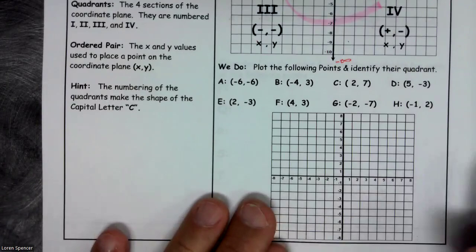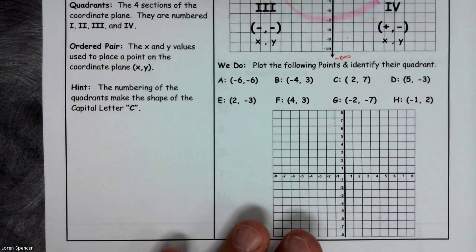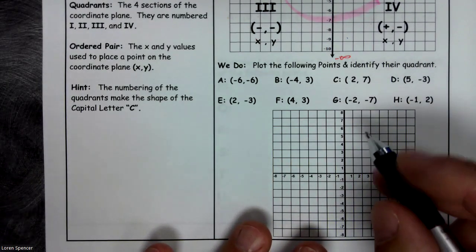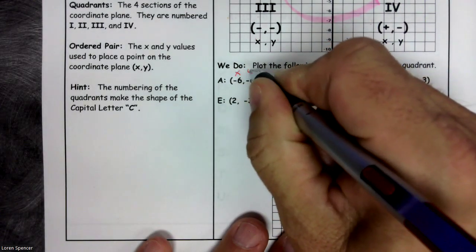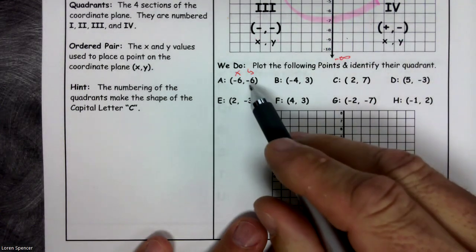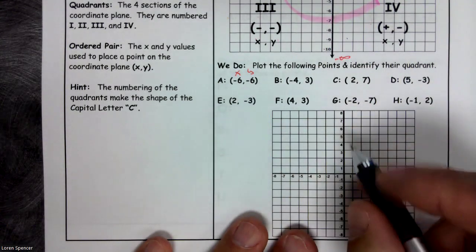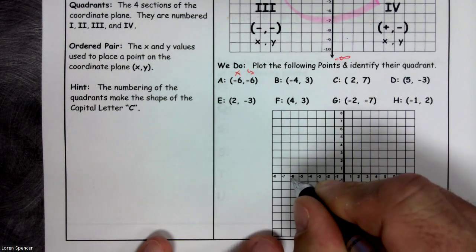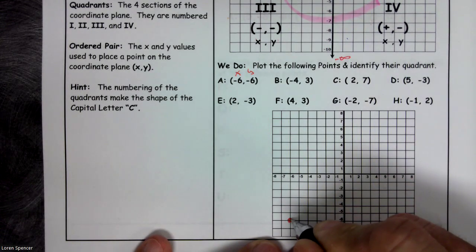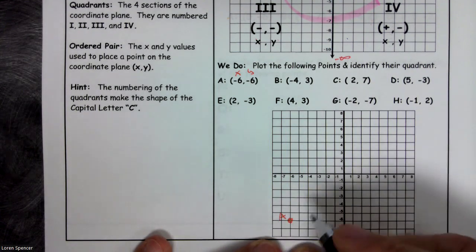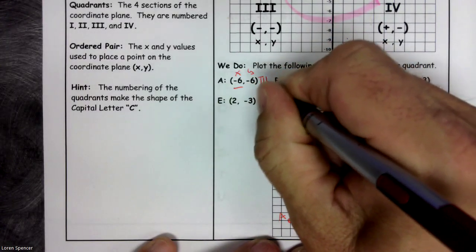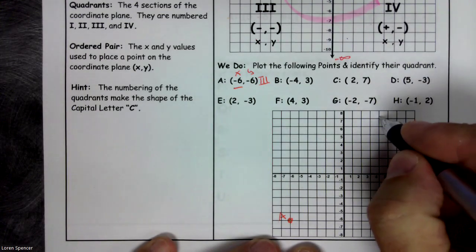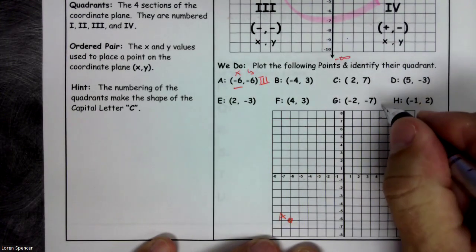So on the graph below, plot the following points and identify their quadrant. So we're going -6. This is my X, this is my Y. And by the way, if you're not good at graphing, it helps to label them X, Y, just like in the alphabet. So we go -6, and then we go down to -6. And this is point A, and this is quadrant 3.